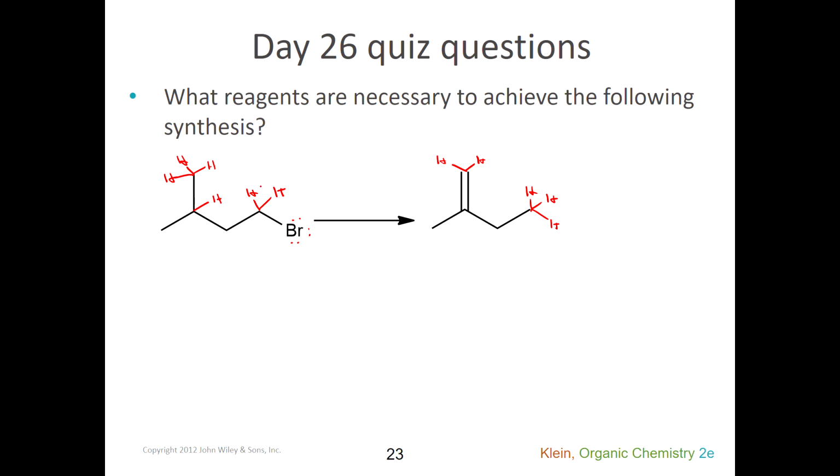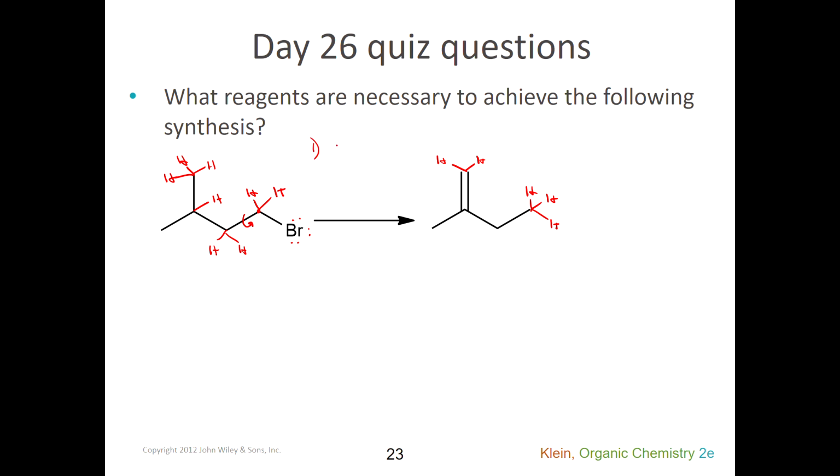So I could really pick any base. There's only two hydrogens that are beta to this leaving group. Obviously I'm not going to eliminate the alpha hydrogens on the same carbon as the leaving group. That wouldn't give me a stable product. But once this bond rotates so that the bromine and one of these hydrogens are anti-periplanar, any strong base I use will promote an E2 elimination here.